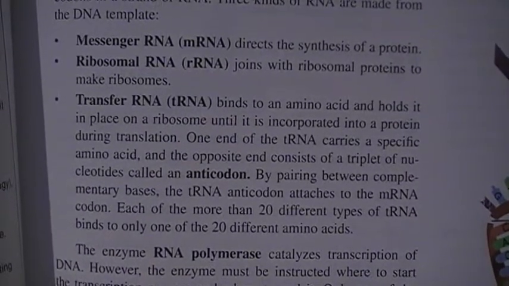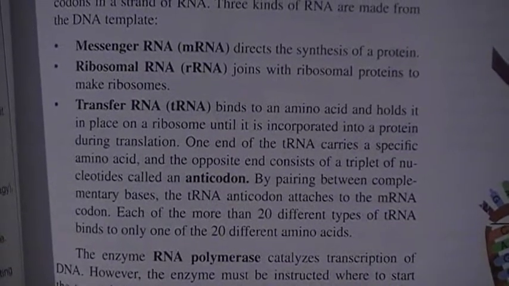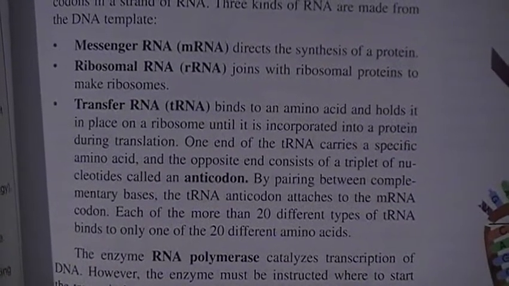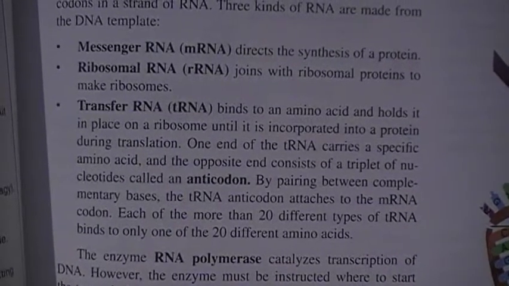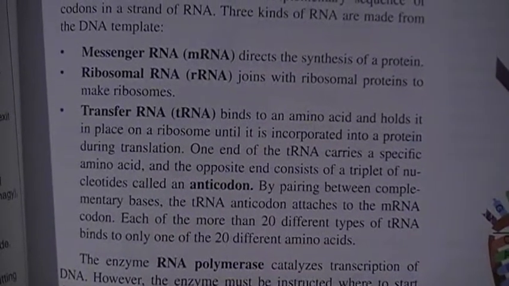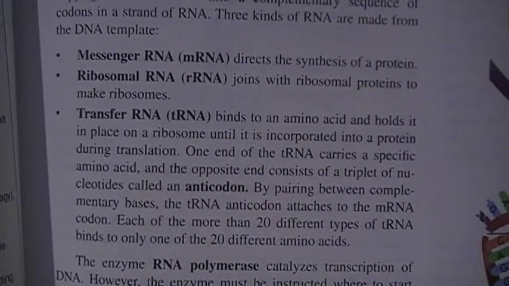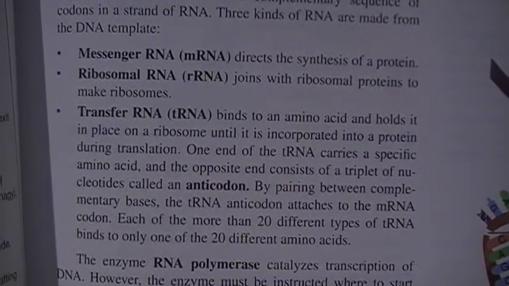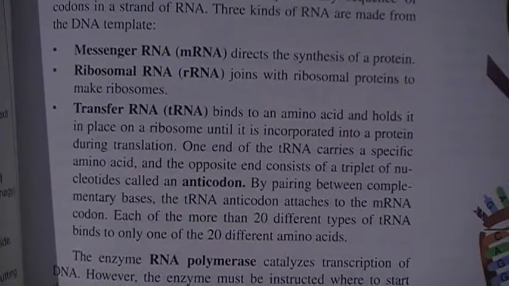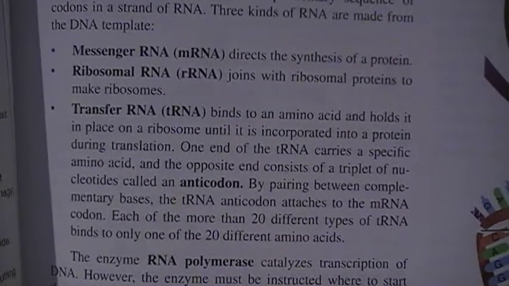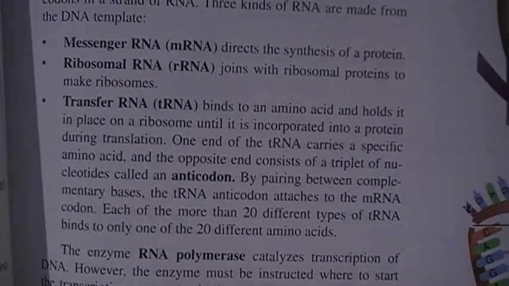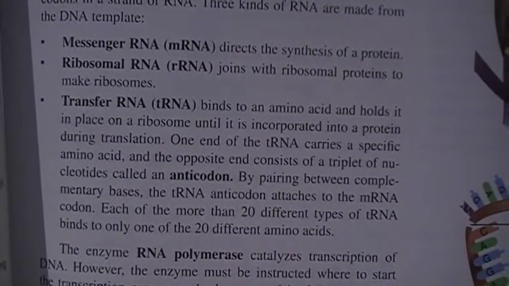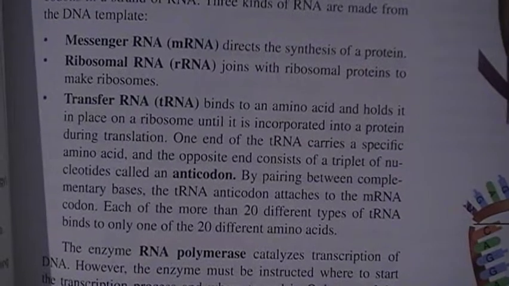Ribosomal RNA, rRNA, joins with the ribosomal proteins to make ribosomes. And the third one, transfer RNA, binds to an amino acid and holds it in place on a ribosome until it is incorporated into a protein during translation.